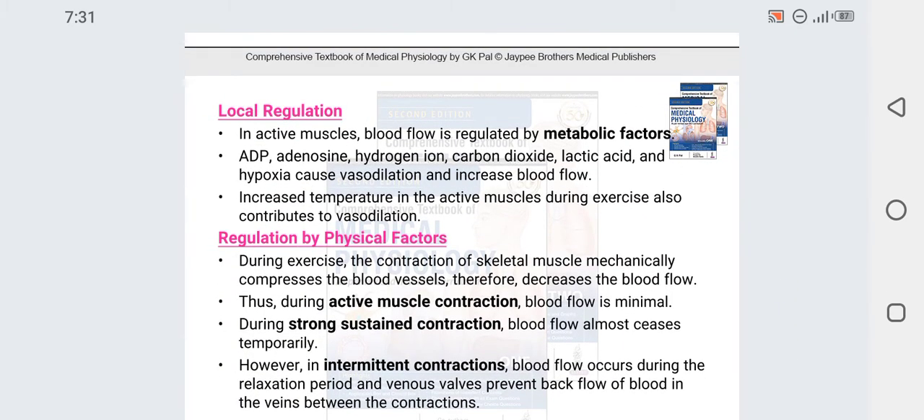Local regulation is by metabolic factors like ATP, adenosine, hydrogen ion, carbon dioxide, lactic acid, and hypoxia. And these all cause vasodilation and increase the blood flow. Increase in temperature, which occurs during muscle exercise, also contributes to vasodilation.